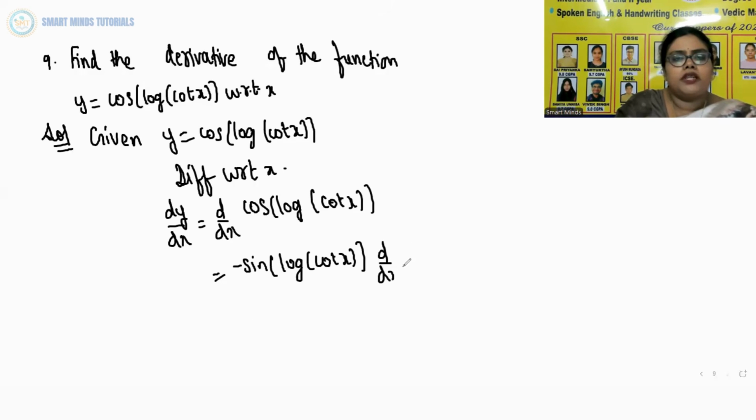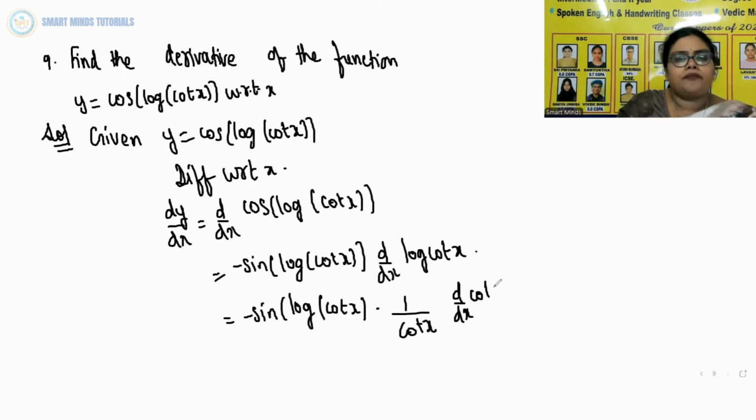Then again differentiating log cot x. Now minus sin of log of cot x we write as it is. Now the derivative of log cot x. What is the derivative of log x? It is 1 by x. So the derivative of log cot x is 1 by cot x. Then again differentiating cot x. That is minus sin of log cot x. The reciprocal of cot is tan. So if I take cot up, it will become tan x. Then the derivative of cot x is minus cosecant square x.